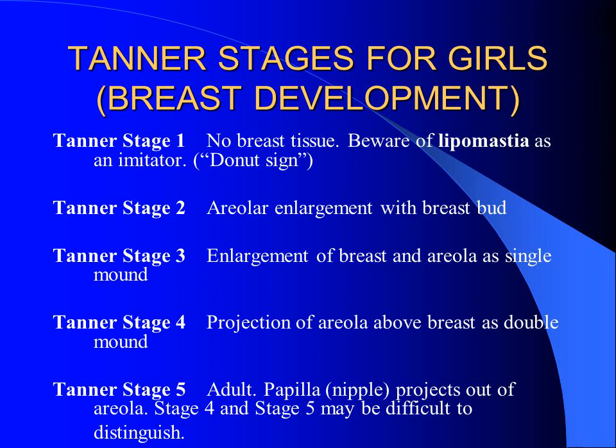Tanner stage 3: enlargement of breast and areola as a single mound. Tanner stage 4: projection of areola above breast as a double mound. Tanner stage 5: adult, the papilla, or nipple, projects out of the areola. Stage 4 and stage 5 may be difficult to distinguish.